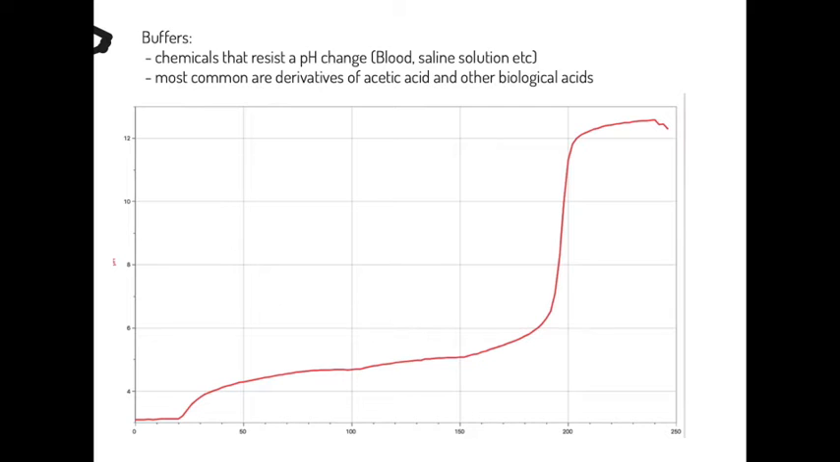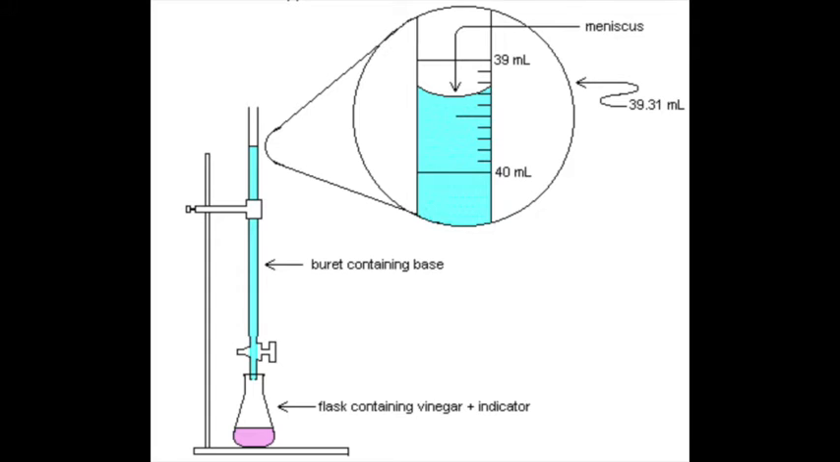The graph that we have here shows the process of titrating a weak acid with a strong base. The weak acid is in the Erlenmeyer at the bottom with a pH meter and phenolphthalein, and at the top we have the strong base.